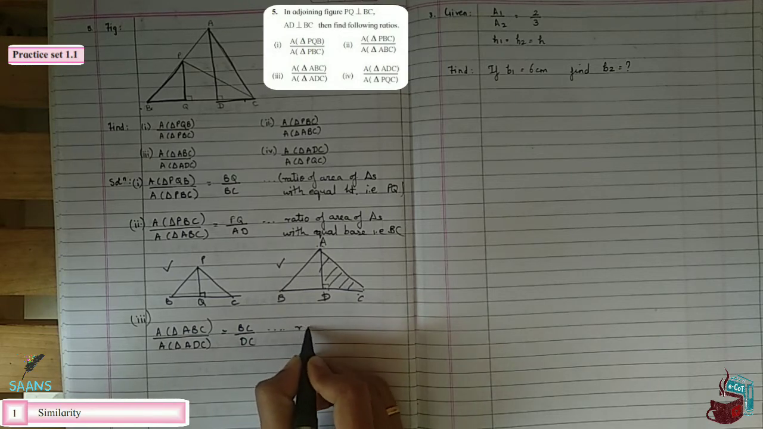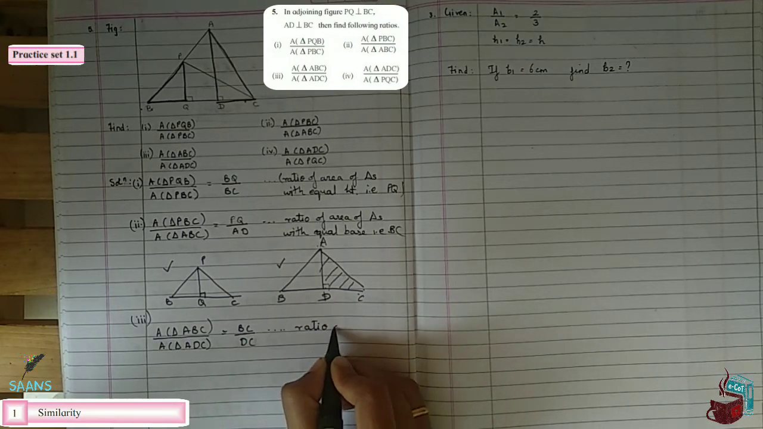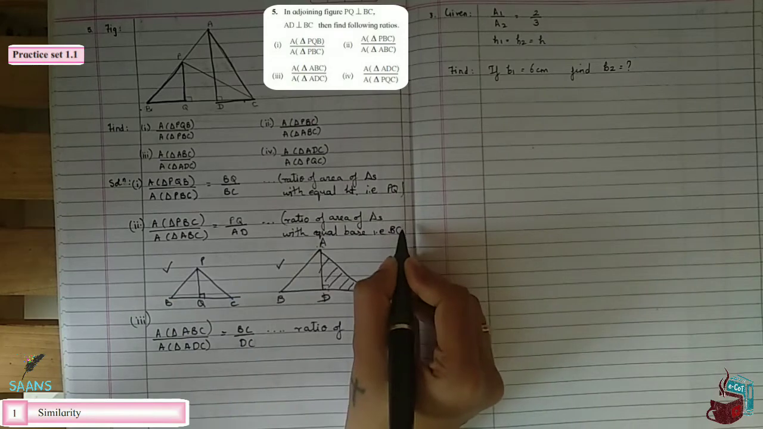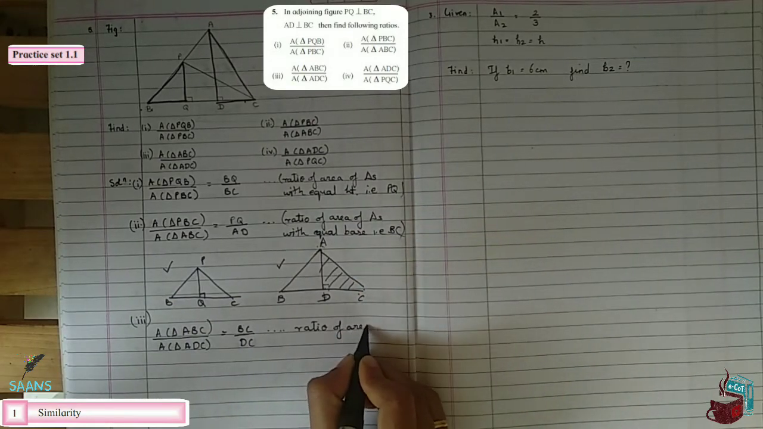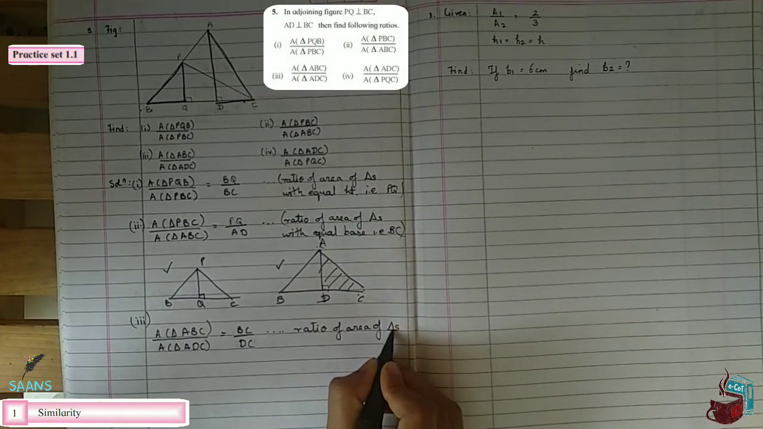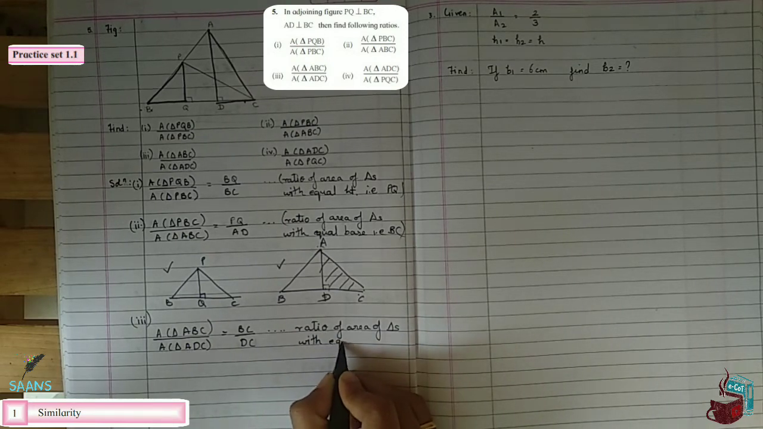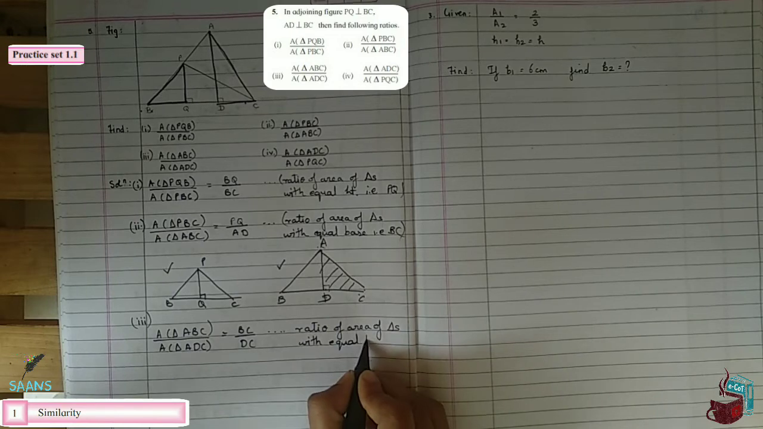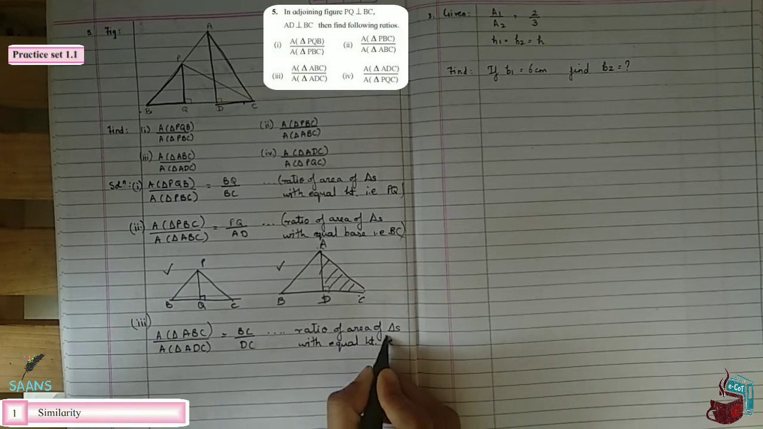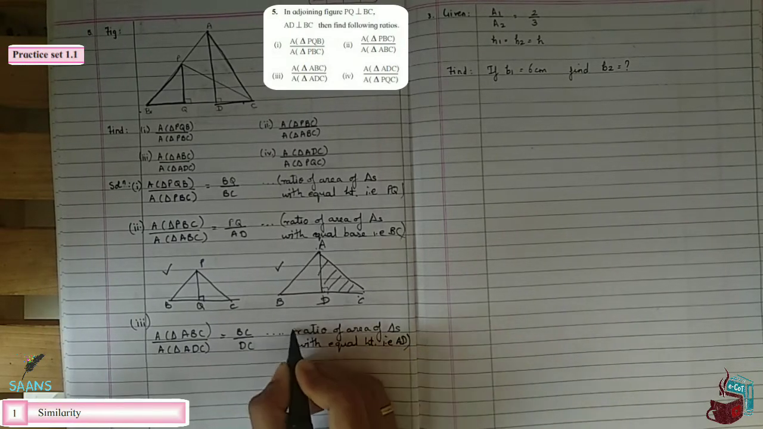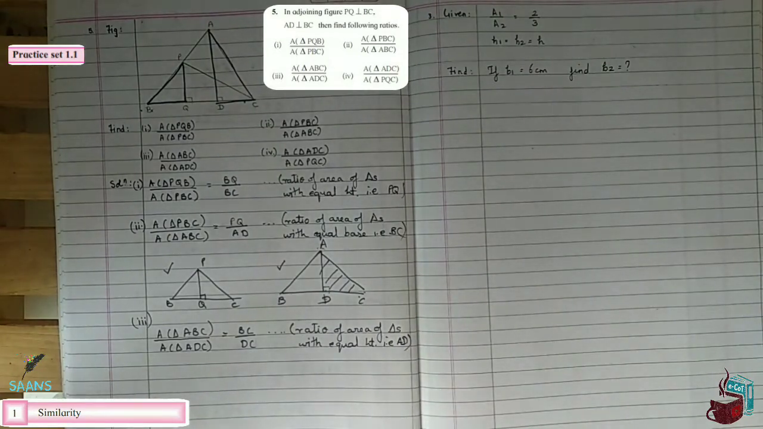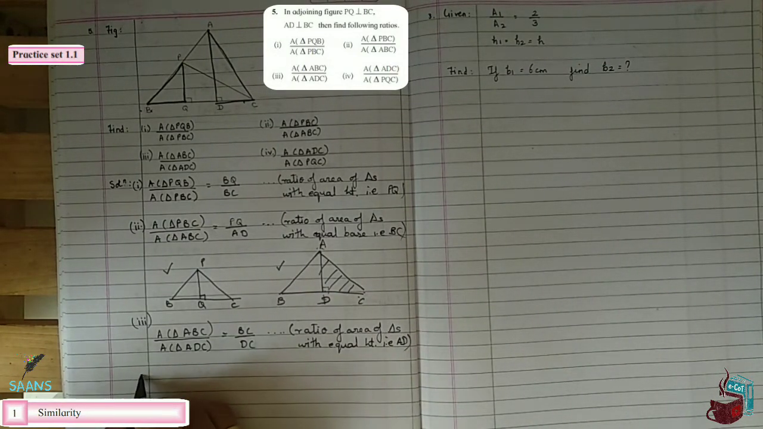What you will write? Ratio of area of triangles with equal height, that is AD. Okay, try to write like this. Now for the last one, okay, try to squeeze in here.